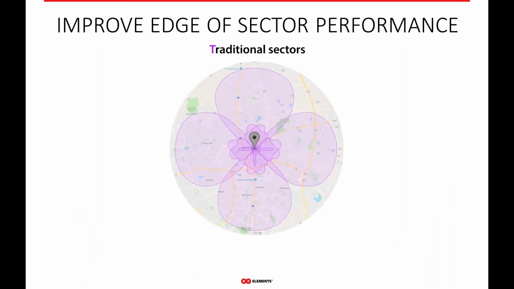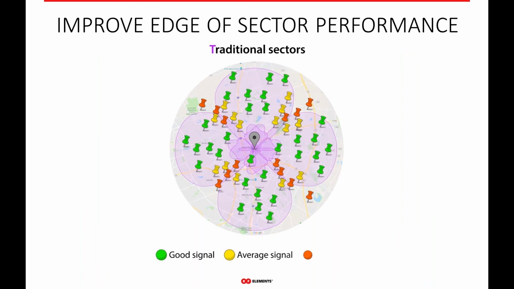Improving the edge of sector performance. So here, if we're looking at a tower that's overloaded, and we look at the signal quality dispersion of customers on their traditional sectors, you'll see a much poorer or average signal as you get to the edge of that sector. Maybe some of those customers are further out, whatever it may be, but there's a much lower MCS rate or data rate for those particular customers.